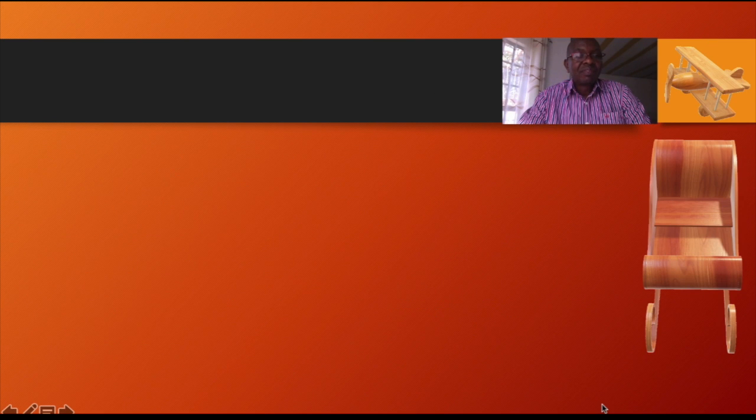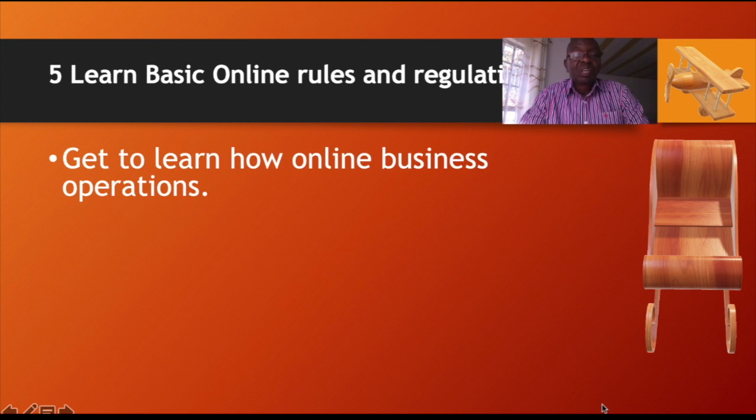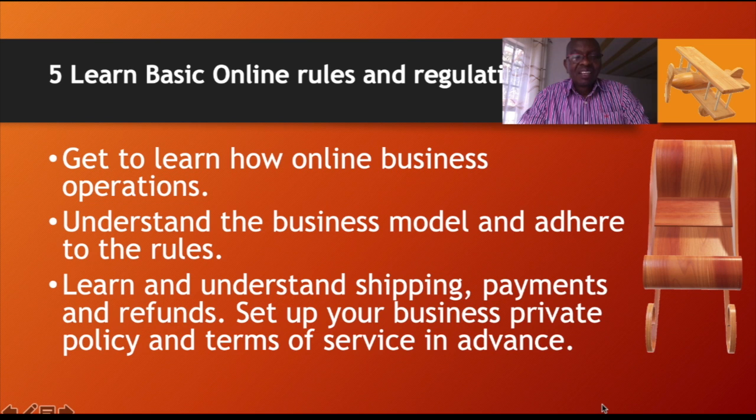So number 5 on this, learn basic online rules and regulations. Every business has its rules. It has certain things you are required to do, so you need to know some of them. Get to learn how online businesses operate. Understand the business model and adhere to the rules. Learn and understand shipping, payment, and refunds. Set up your business privacy policy and terms of service.